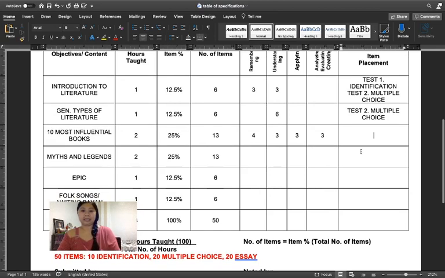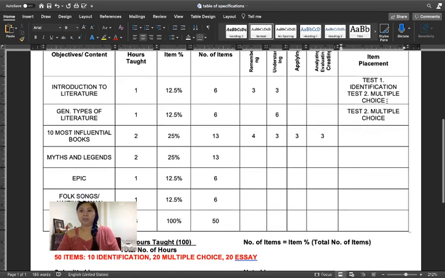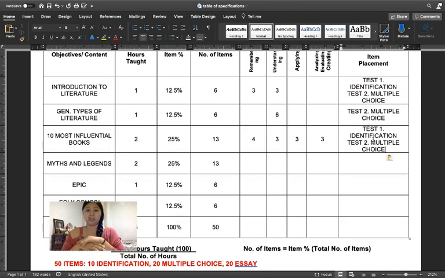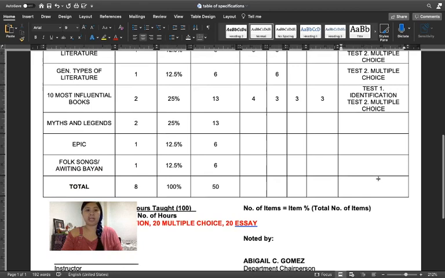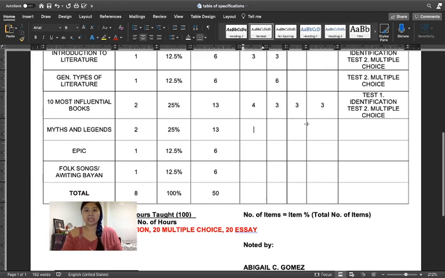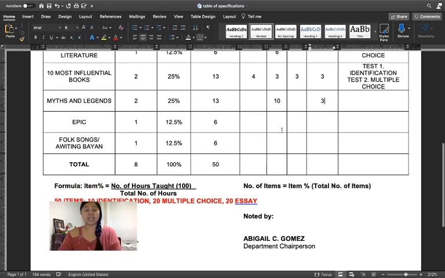Where will you find this? So it can still be a combination of the 2. But at the same time, you also have to take a look if your examinations are really matching what is at the bottom. Maybe you have already exceeded the number of items for test 1. So you have to double check that. Then for myths and legends, let's say I only have 10 points for understanding and then 3 points wherein they will create an essay. So it can be a combination of test 2 and 3. Test 3, which is essay.